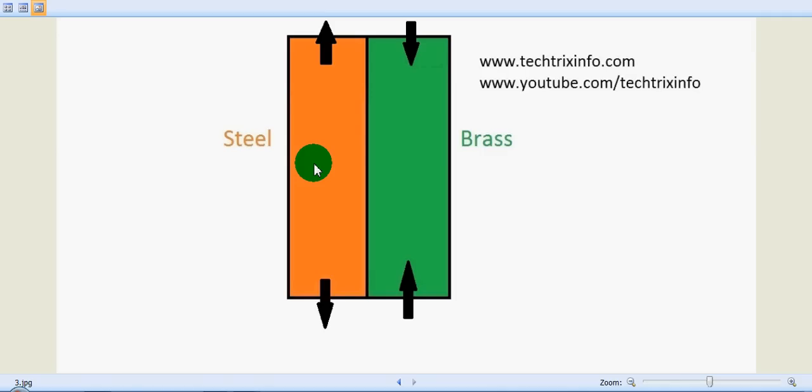To make it more clear, brass will be in a compressive force and steel will be in a tensile force, which makes both of them have the same amount of expansion, but the nature of the stress will be different. So this is actually what's happening in thermal expansion, or the way thermal stresses develop in a composite bar with steel and brass. So I believe you got an idea about it.